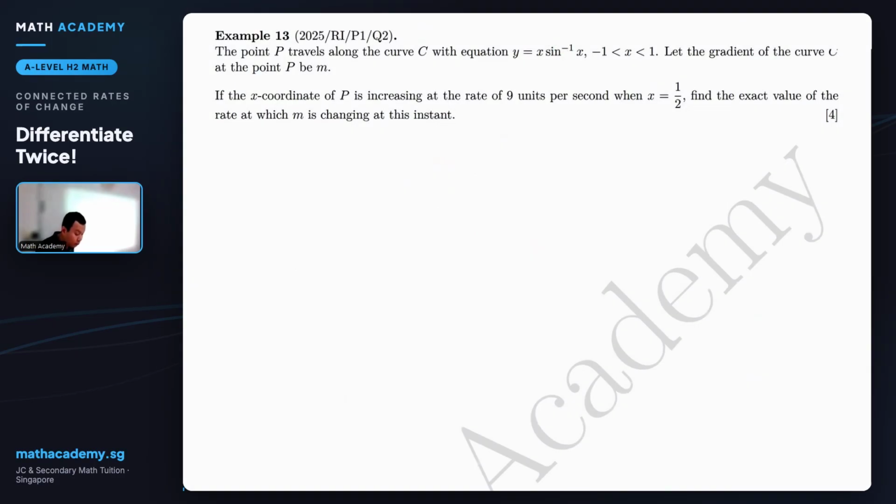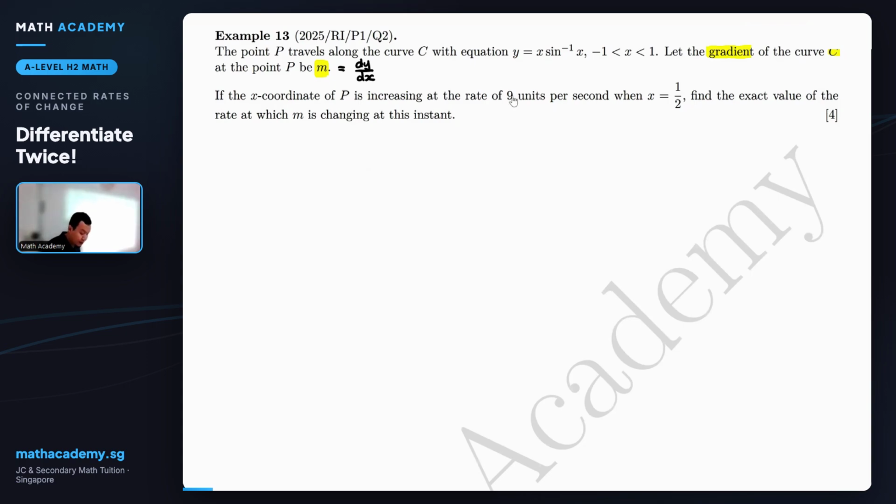You have got a point P that will travel along this curve that's between -1 to 1 only. They now define, let's let the gradient of the curve at a particular point be called M. So we first need to understand what is M. M is gradient. What is gradient of a curve? Gradient is referring to dy dx. That is gradient.